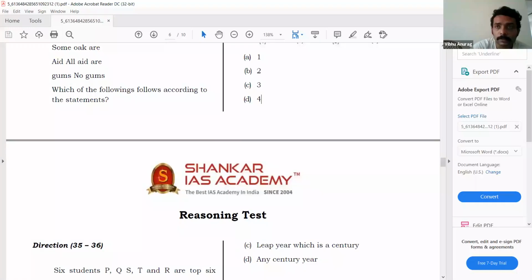What's the matter? What happened to the screen share? Okay, fine.